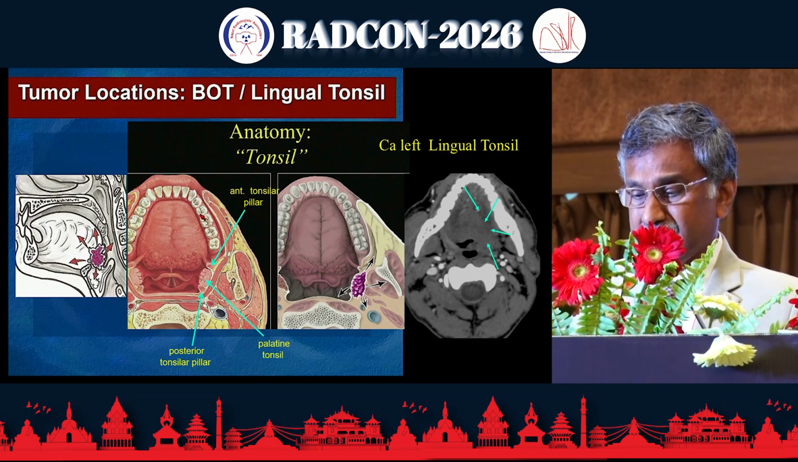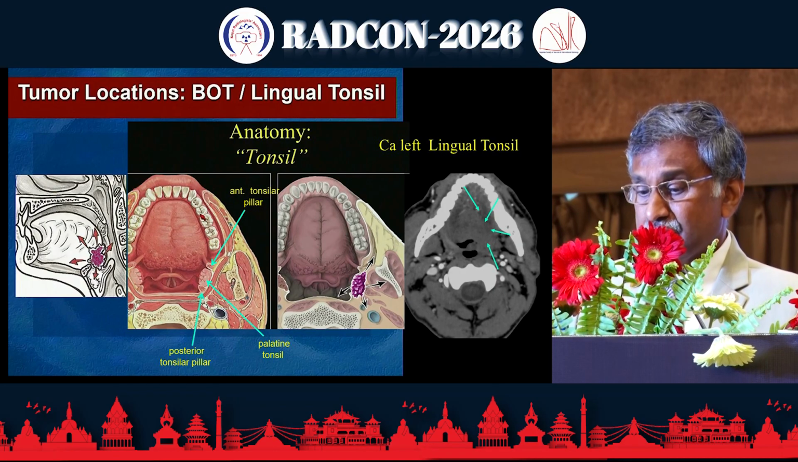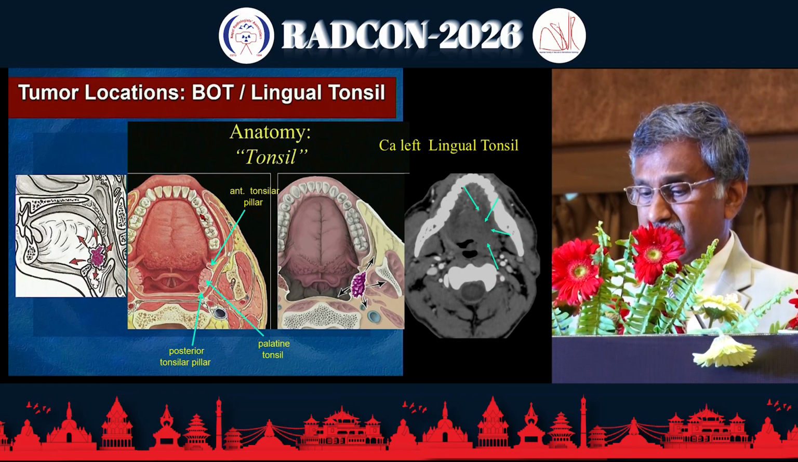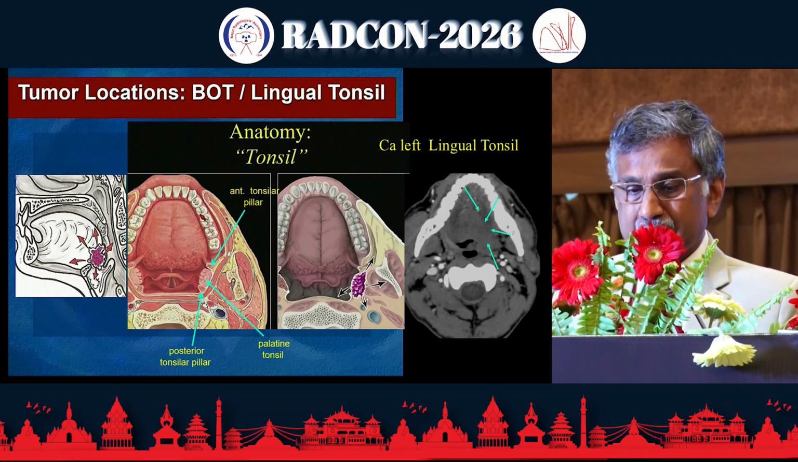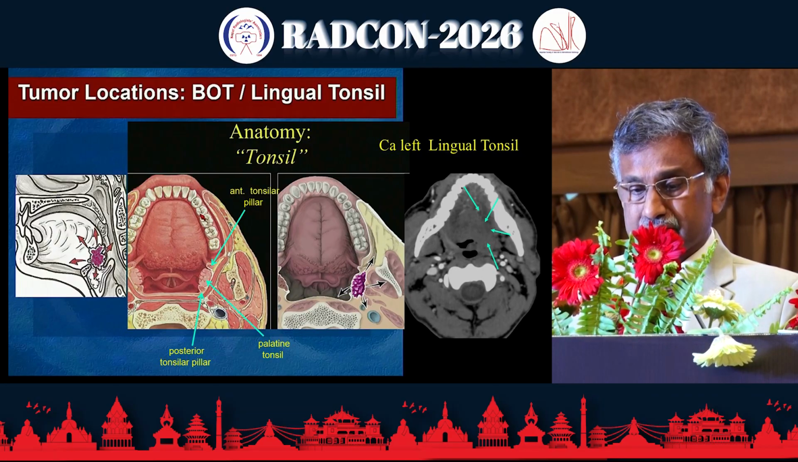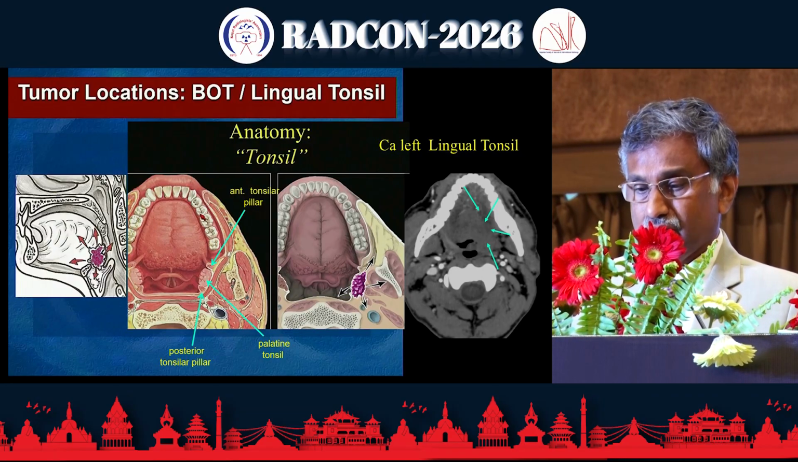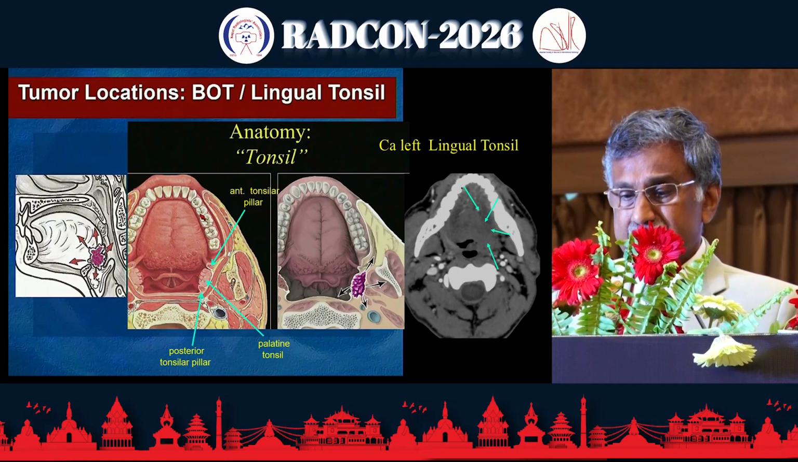Here is an example of such a case, because involvement of the lingual tonsil with involvement around it will be detected only on PET scan. Here is a PET scan; it will show positive at the base of tongue and lingual tonsil involvement. And this is next to the lingual tonsil.